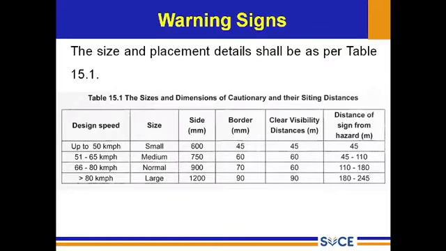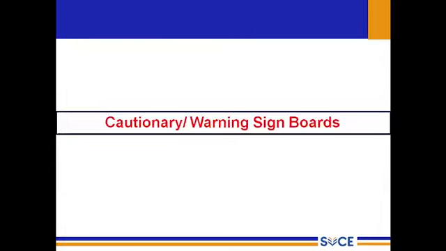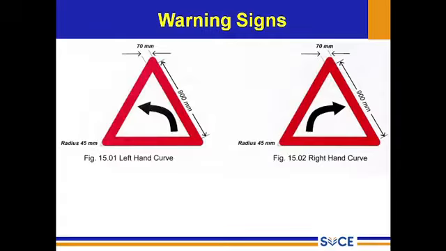Likewise, for each speed range, they specified the size, the side, the border thickness, and the clear visibility distance; everything they have mentioned. Some of the warning signboards we are going to see now with their symbols.